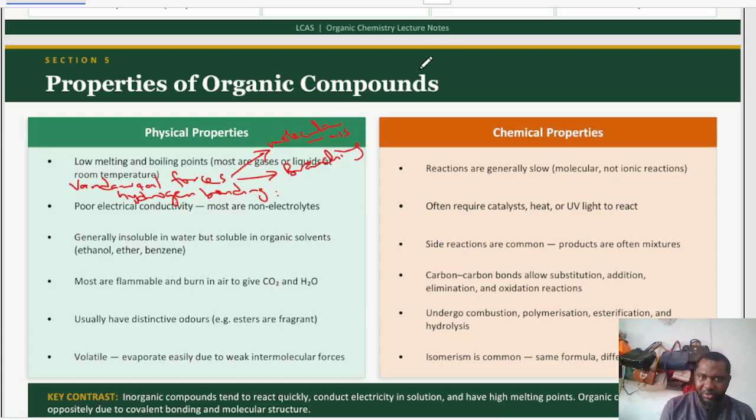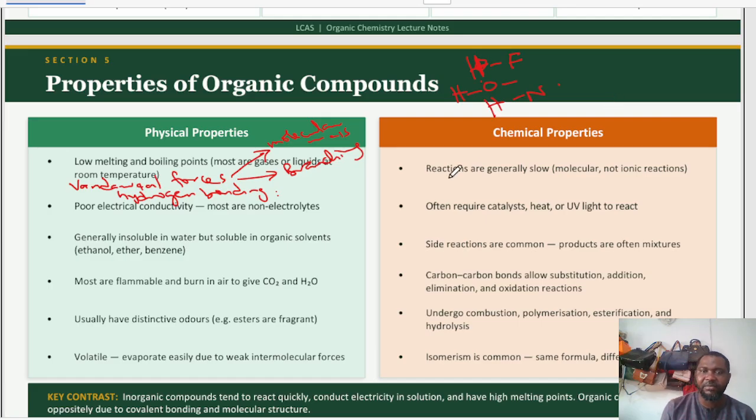Hydrogen bonding happens whenever you see a compound where hydrogen is bonded to either fluorine, oxygen, or nitrogen. So a compound where you see hydrogen bonded to these three highly electronegative elements exhibits hydrogen bonding. Those electronegative elements are fluorine, oxygen, and nitrogen, and that's very important for you to note.